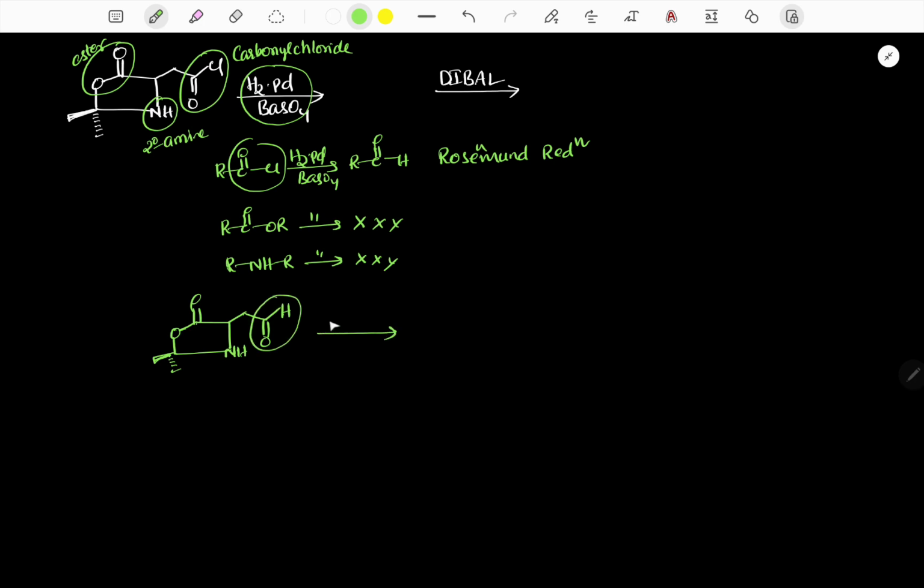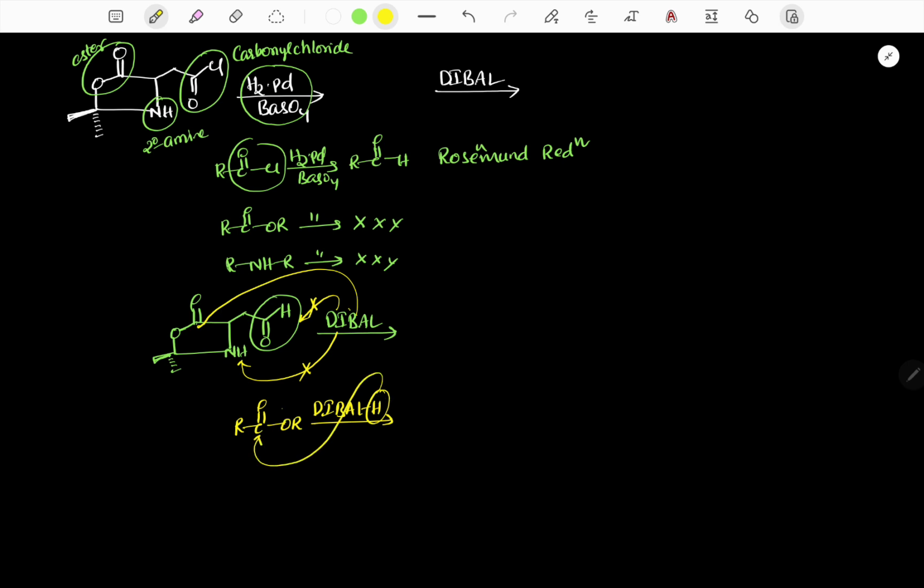Now it is treated with DIBAL. We know that DIBAL with aldehyde, no reaction. DIBAL with the secondary amine, no reaction. But DIBAL with the carboxylic ester, reaction takes place. Suppose it is a carboxylic ester. When it is treated with DIBAL, the hydride (H minus) attacks, the leaving group leaves. Finally, it gives the corresponding aldehyde and alcohol.